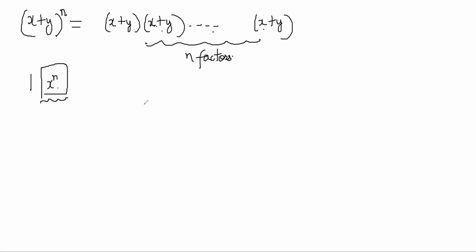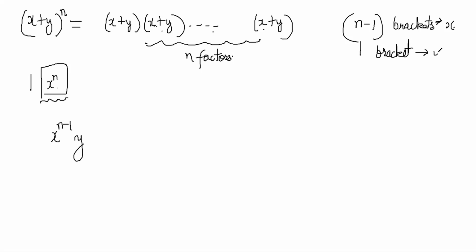Suppose now you have to get the term x power n minus 1 y. What does this mean? This means that out of the n factors, you have to select n minus 1 brackets from where you will choose x, and one bracket you have to choose for y, right?